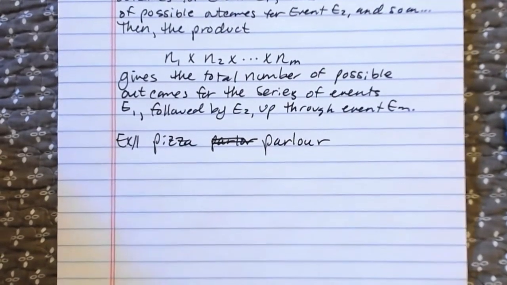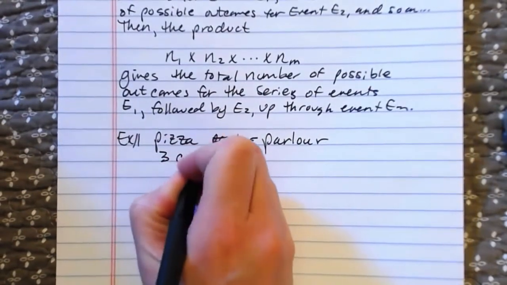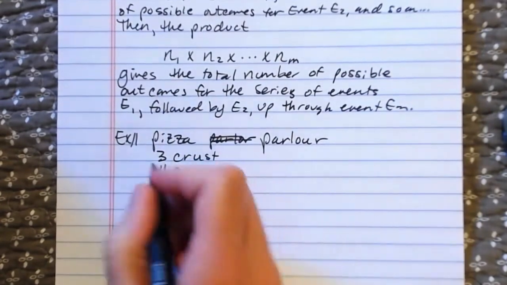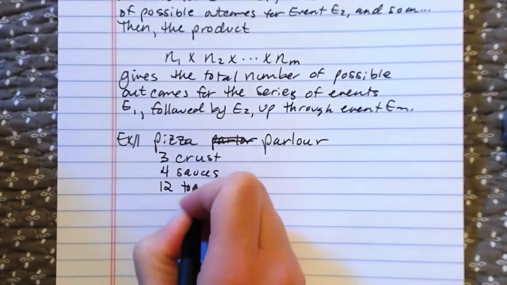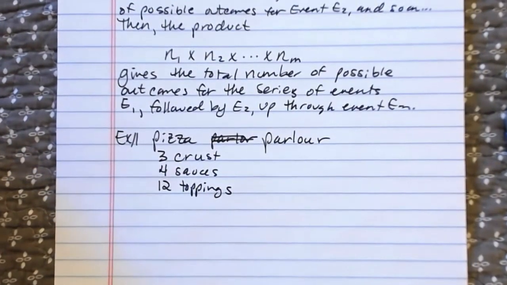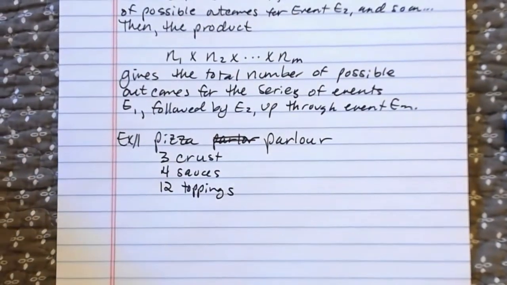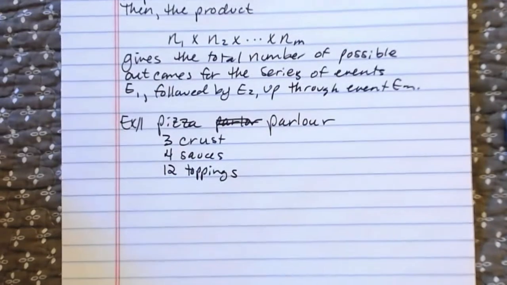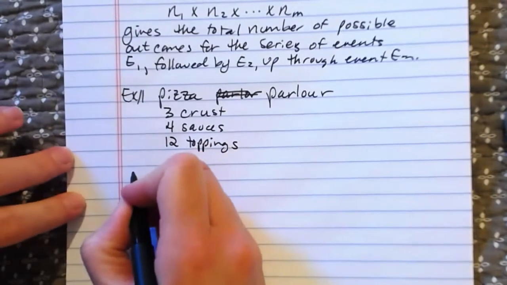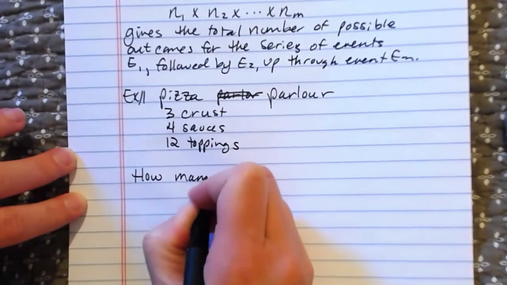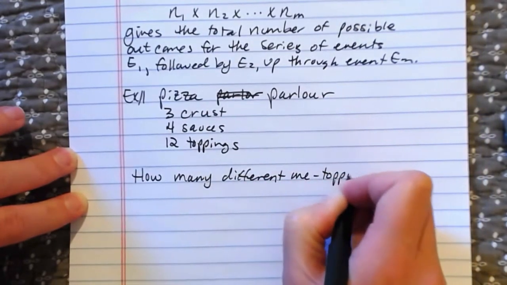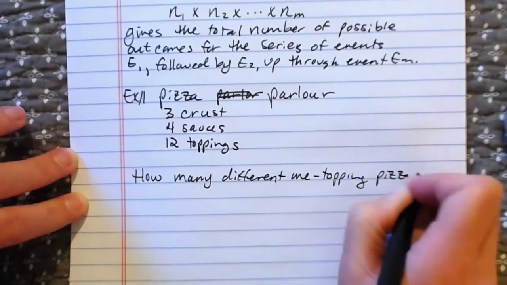And let's say that at our pizza parlor, we have 3 different kinds of crust. Let's say we've got 4 sauces that people can choose from and maybe 12 toppings. Okay, 3 crusts, 4 sauces, 12 toppings. And let's say that we wanted to create an advertisement for our pizza parlor. And we want to advertise our pizza parlor by how many different pizzas you can make. So we might want to ask ourselves, how many different one-topping pizzas can be made?